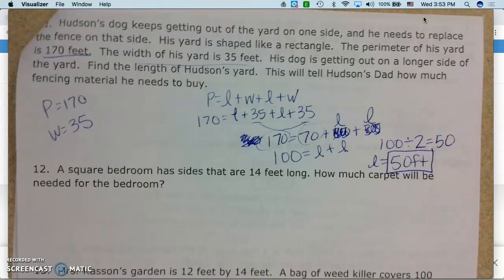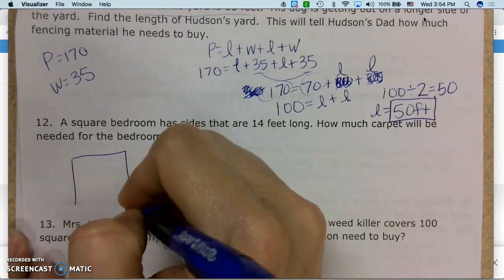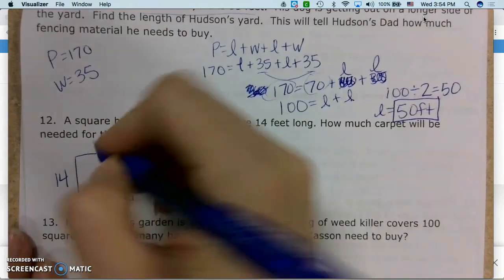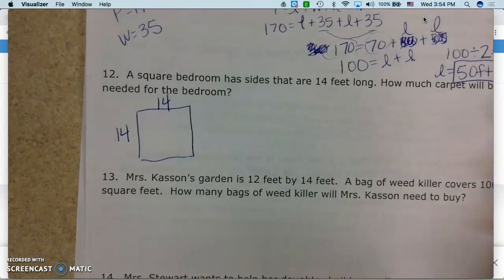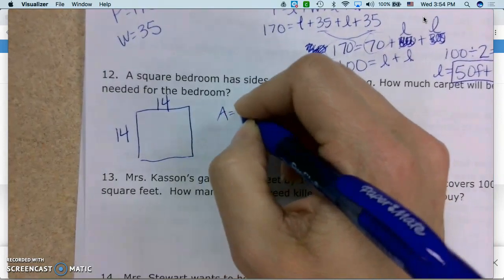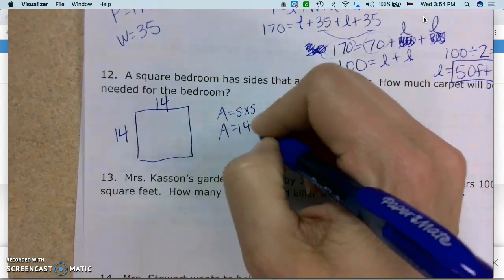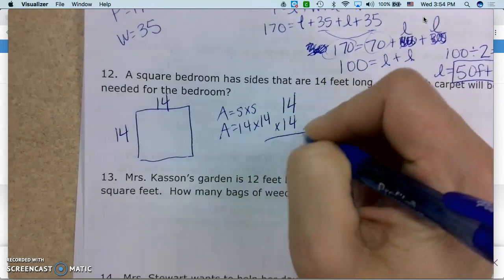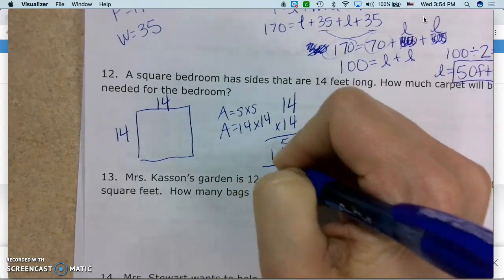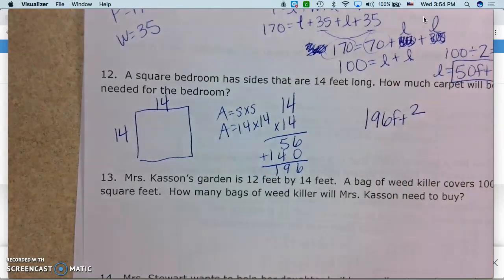All right, so the square bedroom has sides that are 14 feet long, and they need carpet. So think about where carpet would go. Carpet covers the area. This may cut me off at 15 minutes, so we may run out of time. So we would have to, area is equal to length times width, or side times side. So it would be 14 times 14. And when you multiply that out, you get 196 square feet.